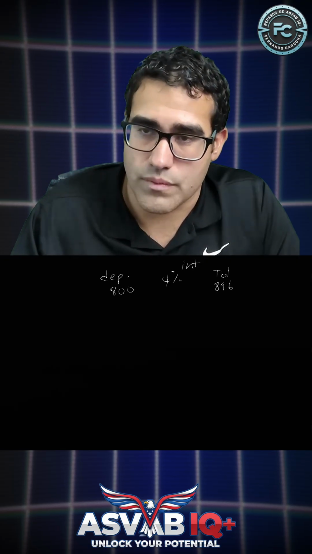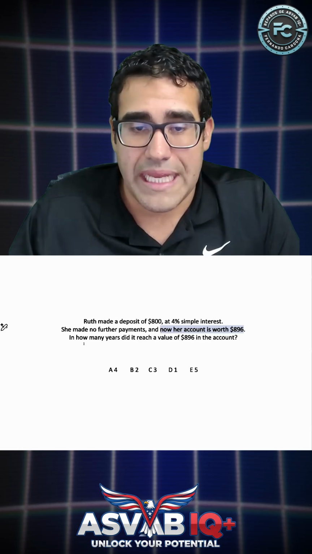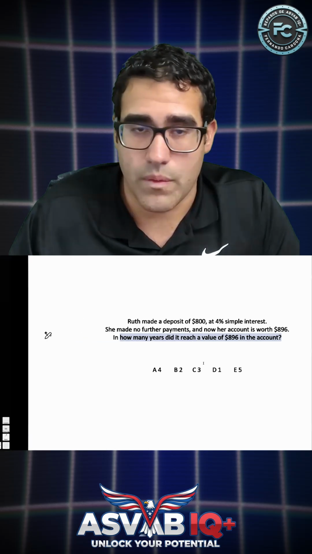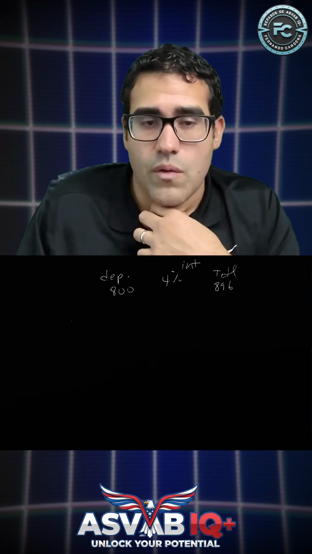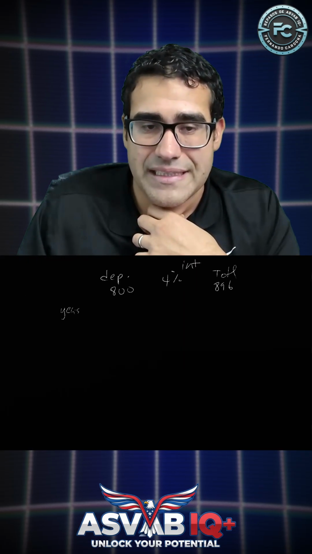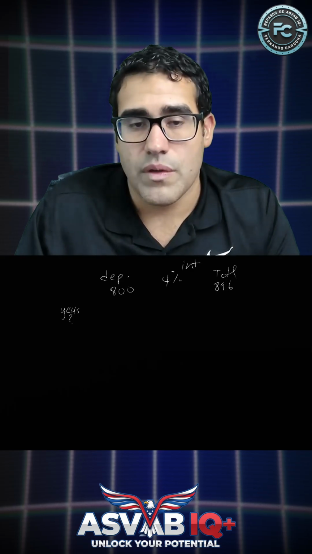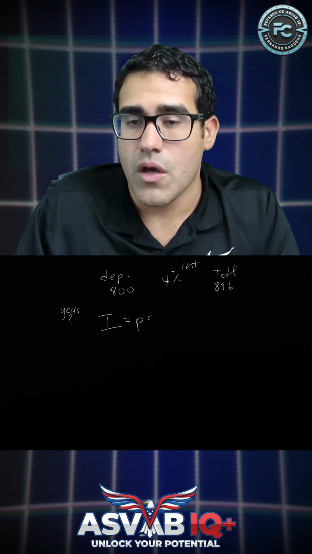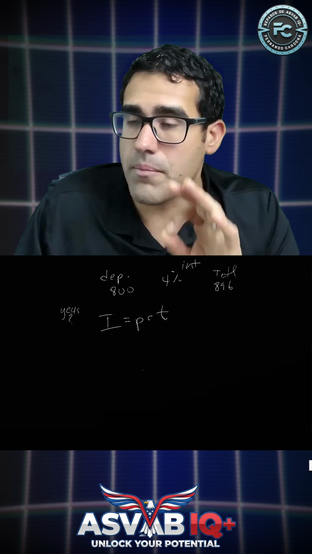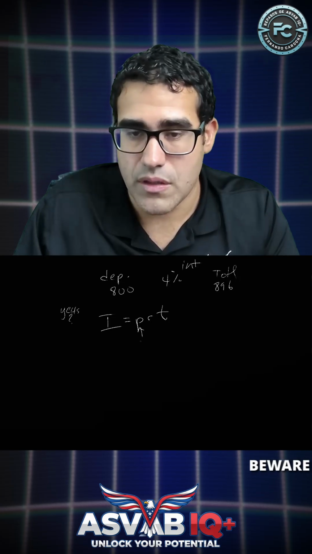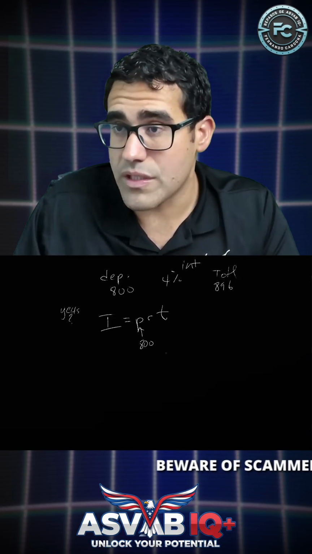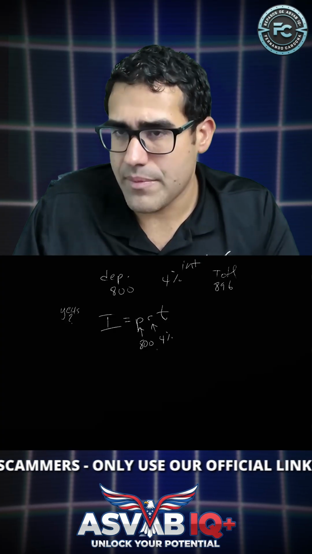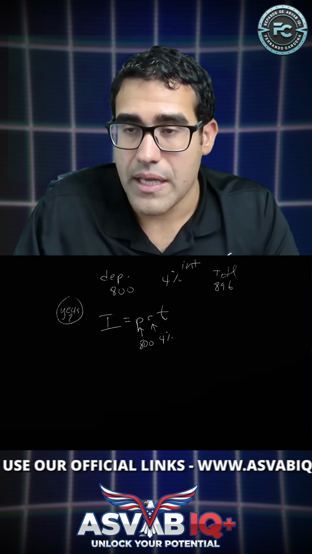This I'm just going to write as total. In how many years did it reach a value of 896 in the account? So I want to know how many years to get to 896. We know it's simple interest, so we're going to write the formula of interest. Interest equals PRT, where we have the money that you deposit, which is 800, and the rate, which is a 4% interest rate. We don't know the time. That's what they want to know, the years.